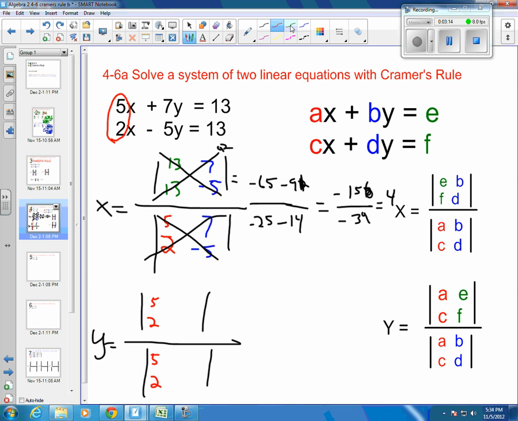And then I need my Y. I'm solving for Y, so I put my solution in for Y. My solutions are the 13, 13. And then my normal Y's are the 7 and the negative 5, so I put my 7 and my negative 5 down here. And we already know the bottom because we just did the bottom. It's the exact same as it was before. So the bottom is going to be equal to a negative 39.